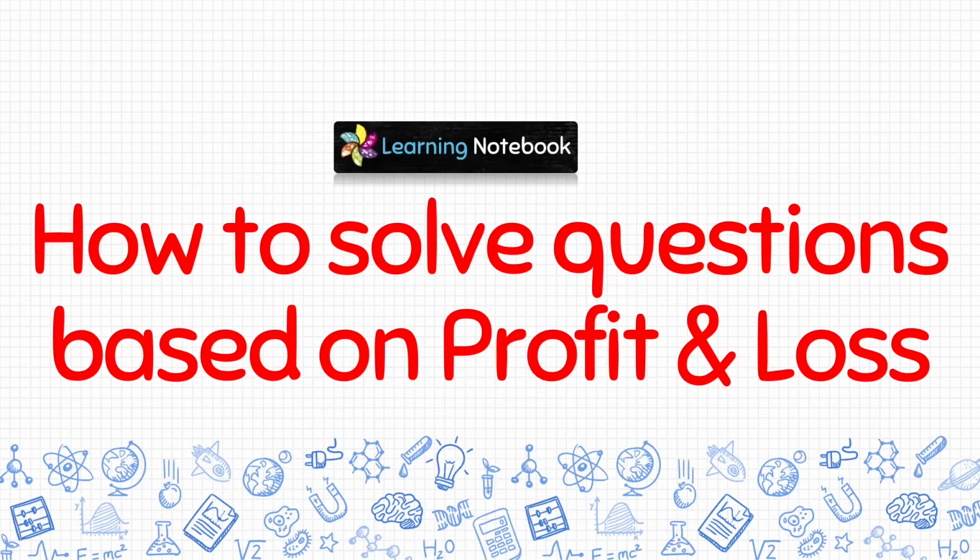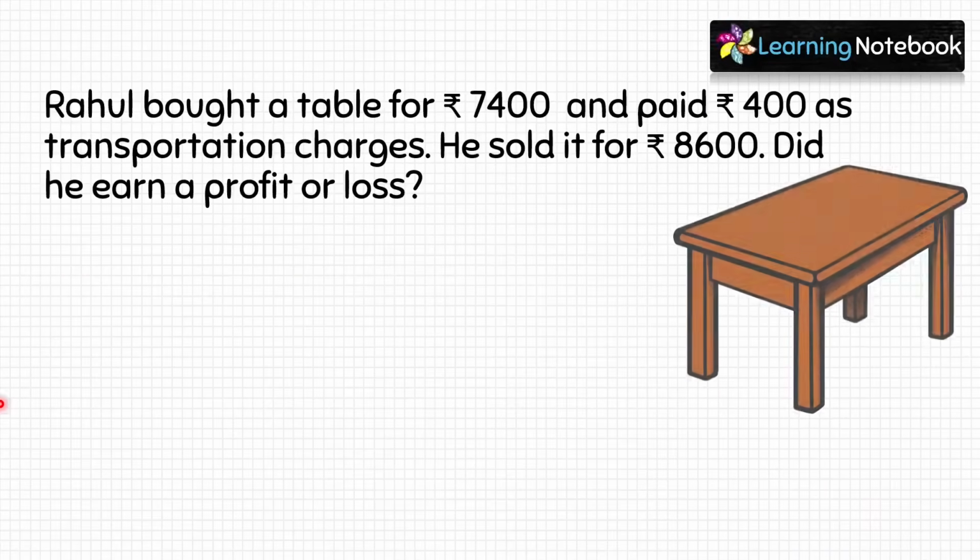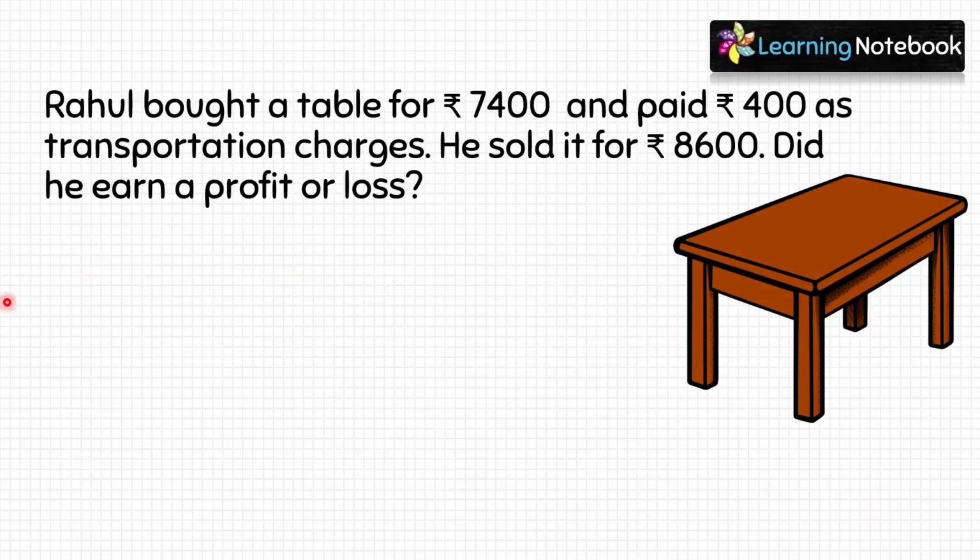Now our next topic is how to solve questions based on profit and loss. Question is, Rahul bought a table for rupees 7,400 and paid rupees 400 as transportation charges. He sold the table for rupees 8,600. So did he earn a profit or a loss?